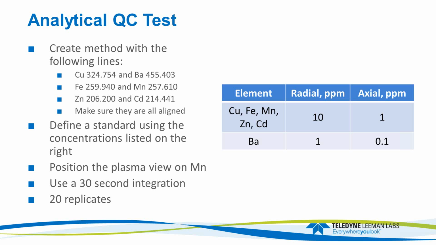For people that are in aqueous mode. If you're not running aqueous, you're running organics, you run wear metals or fuels or something, we tend to position the plasma using the iron line. And all of these things will hold true in an organic matrix also, but we typically use the iron 259 line to align the plasma. We use a 30-second integration. It's a relatively long integration, and again 20 replicates, and then we'll let that system run.